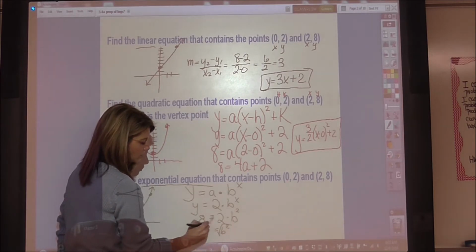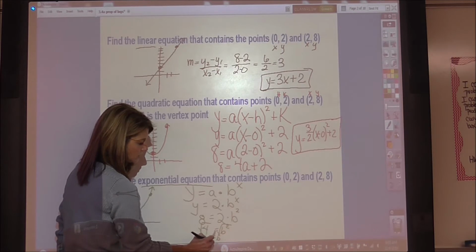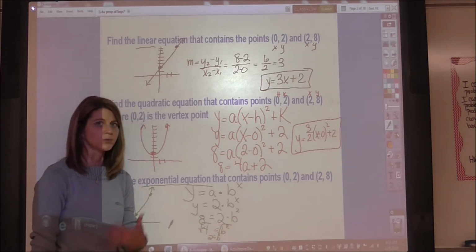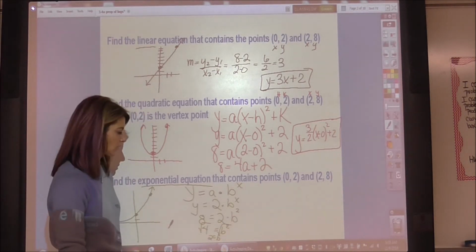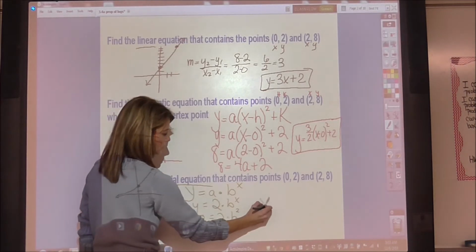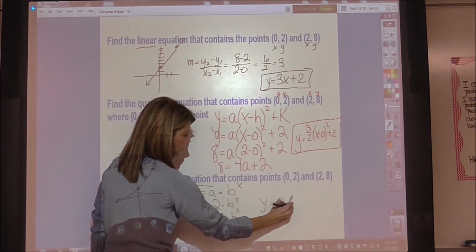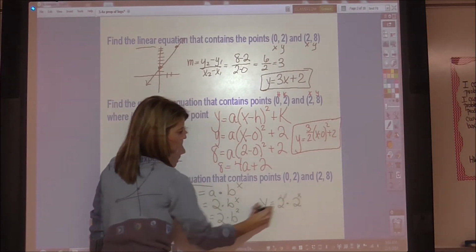And so I'm going to square root. So b is 2. I know it's growth, it's got to be more than 1. So I'm counting b as 2, not the negative 2. So y is 2 times 2 to the x power.